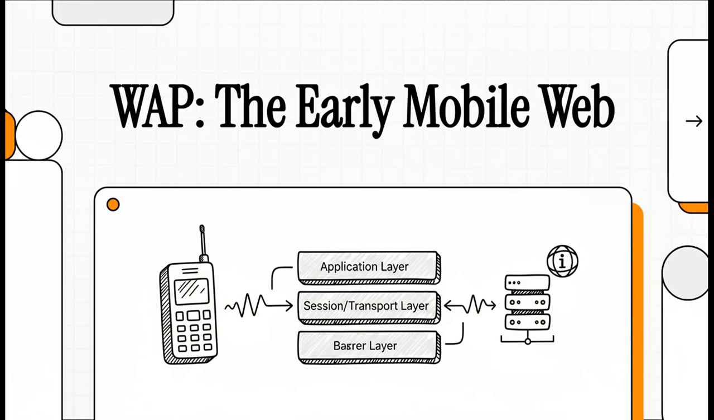Welcome to the Explainer. Today, we're going to break down the architecture of the Wireless Application Protocol, or WAP. This is the tech that first got the internet onto our phones. And really, to get how far we've come, you've got to understand how it was all put together back then.